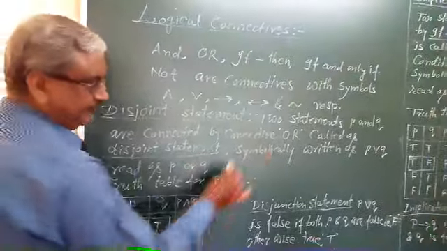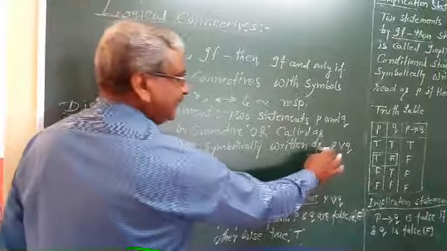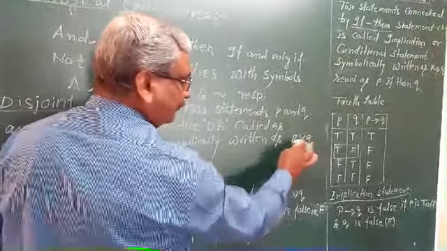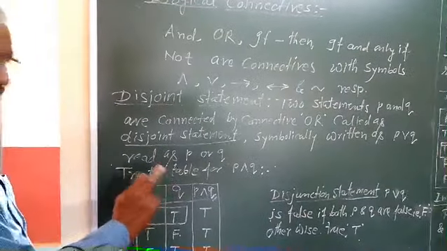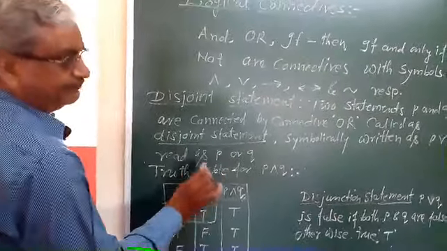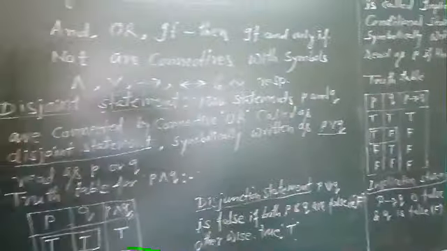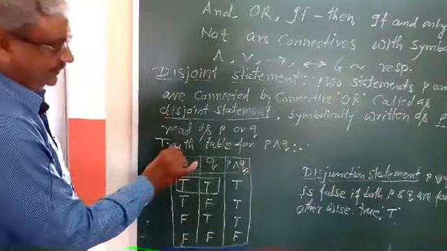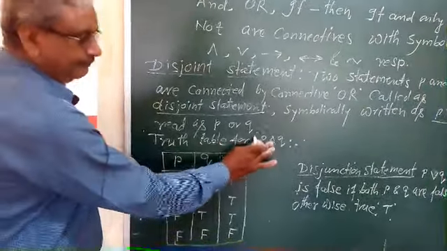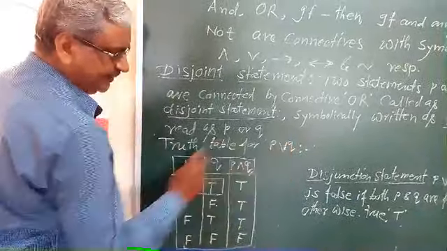And now how can you express it symbolically? Symbolically it is written as P or Q. So thus we have written the disjunction statement P or Q. Now we want to obtain the rule for the disjunction statement. So first of all we discuss the truth table for P or Q. P or Q means a disjunction statement.